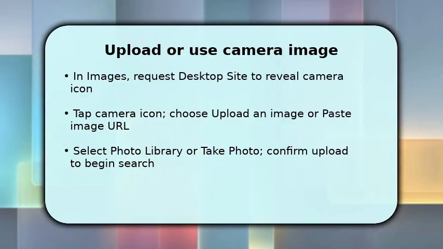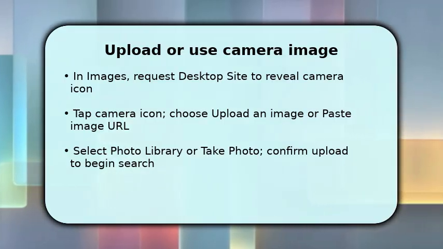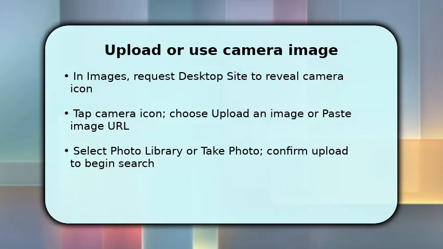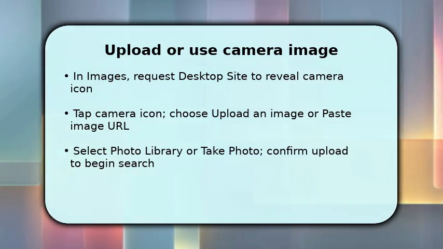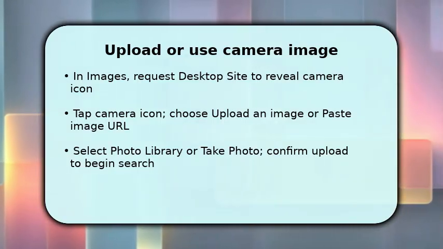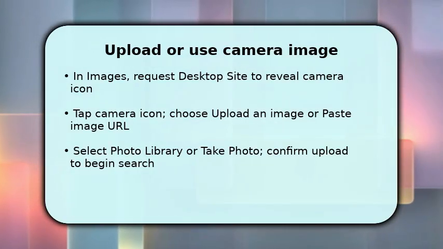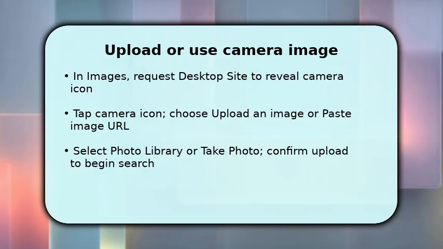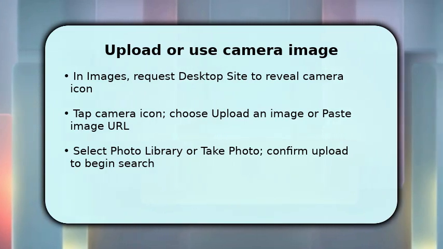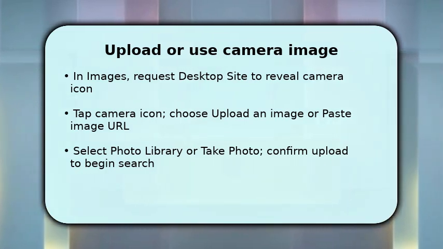This unlocks Upload. Tap the camera icon and choose Upload an image or paste image URL. If uploading, pick Photo Library or Take Photo to capture a new picture. Once you select the file, Safari uploads it and Google processes visual matches. This can take a few seconds. Make sure you allow file access and that the image is clear. Blurry shots reduce match accuracy, so retake if needed.